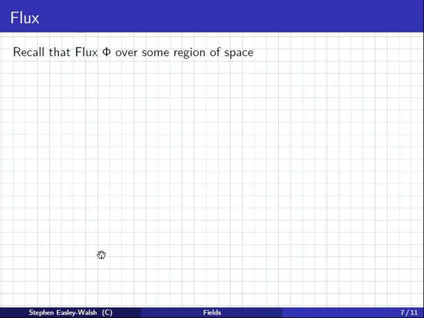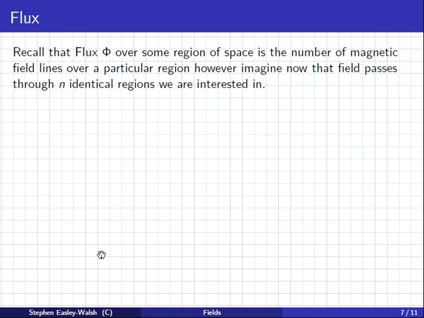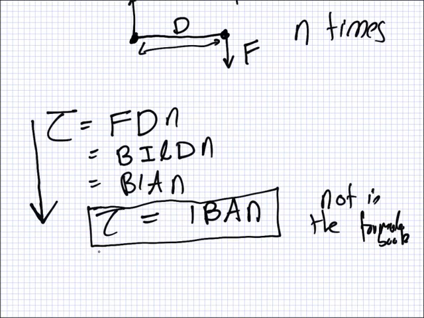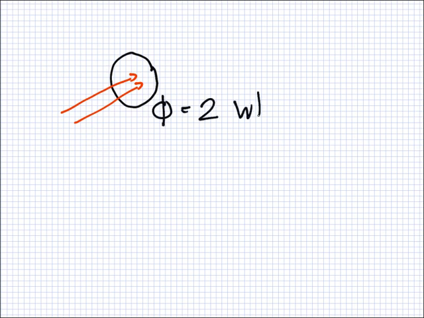Right. Now, recall that flux over some region of space is the number of magnetic field lines. However, imagine now that the field passes through n identical regions we are interested in. Let us find a formula for the total flux. This is kind of an interesting situation. You remember that if you had some area, and let's say you have two field lines passing through it, then here we say the flux is 2 Webers.